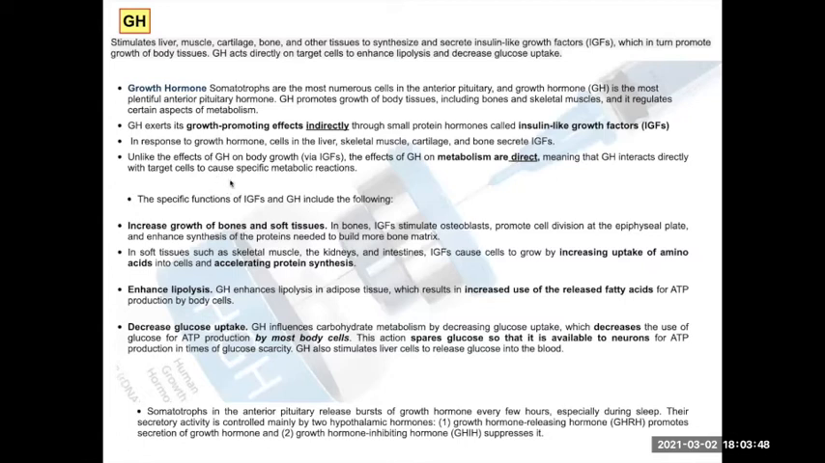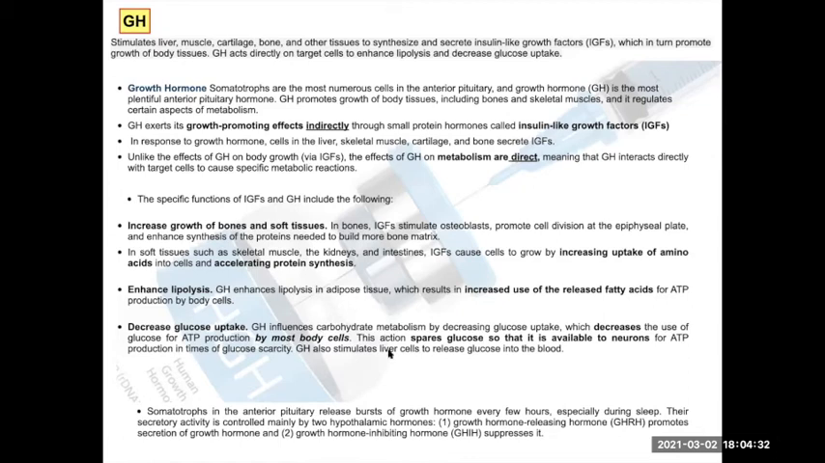The other thing that growth hormone does is affect metabolism, metabolism of the cells. And what this means is you're enhancing things like lipolysis, breakdown of fatty acids, which is going to increase the use of fatty acids. They're going to break it down and use it for ATP production. And you're also going to decrease glucose uptake in most body cells and direct it toward the brain, because this is where the brain needs it most. So this is one of the functions of that.